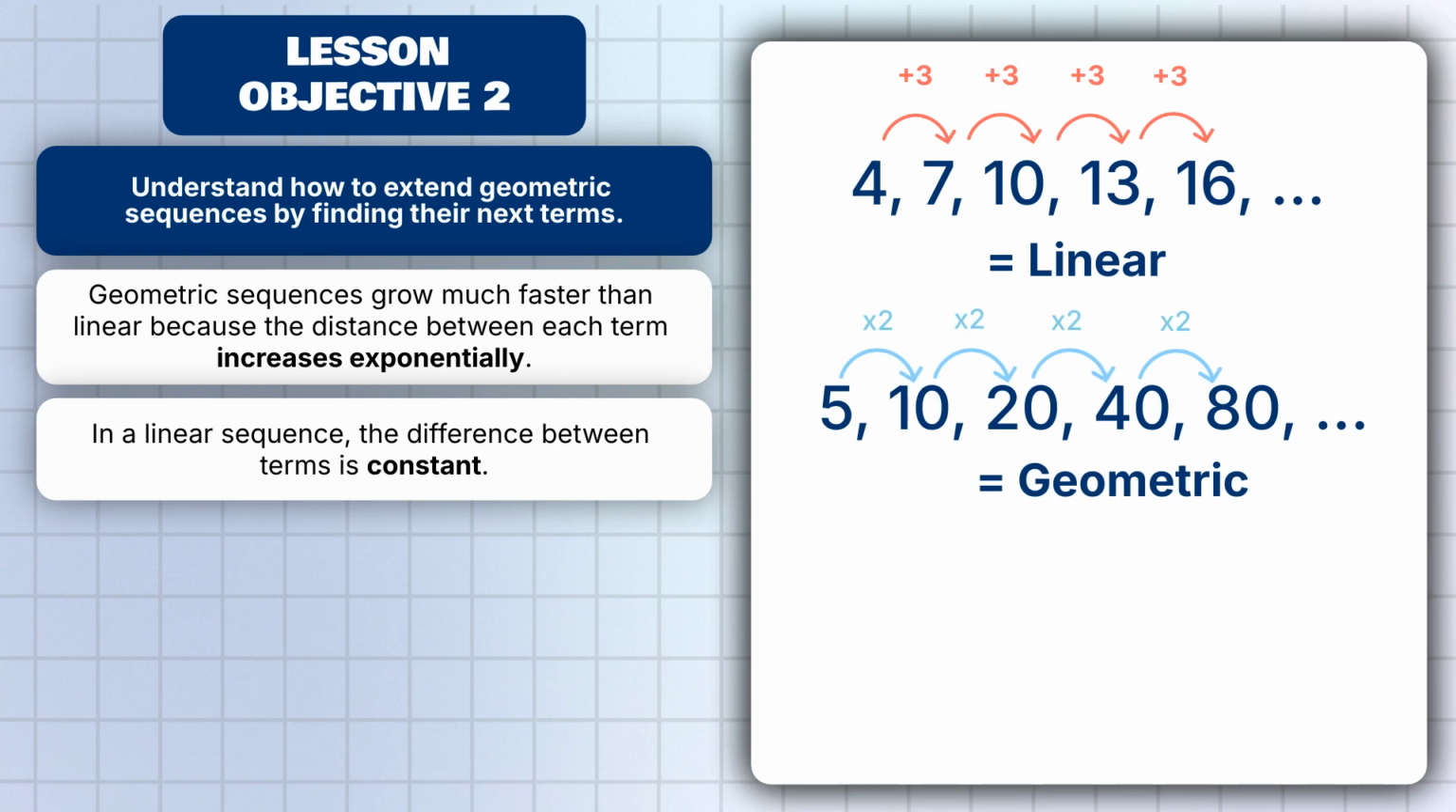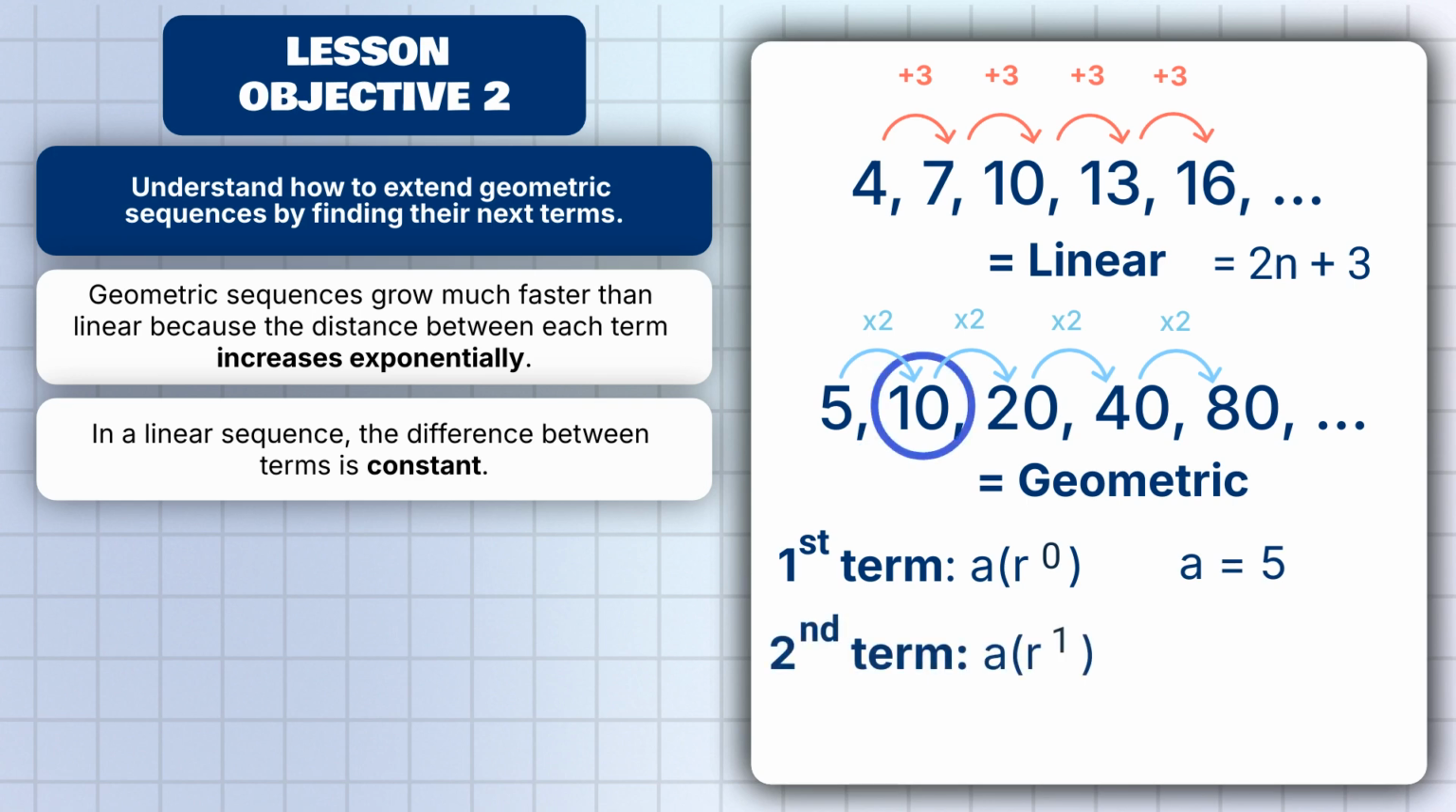For the linear sequence, we can quickly identify the nth term rule. For the geometric sequence, we can identify the following pattern. The first term 5 is a times r to the power of 0, which means a equals 5. The second term 10 is a times r to the power of 1. So 10 equals 5r, which gives us r equals 2.